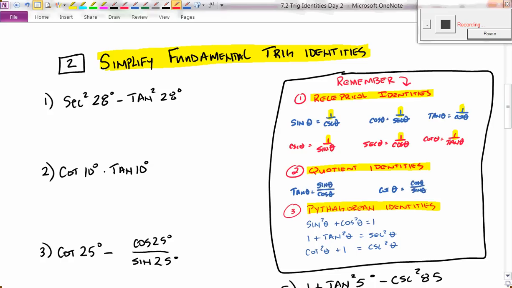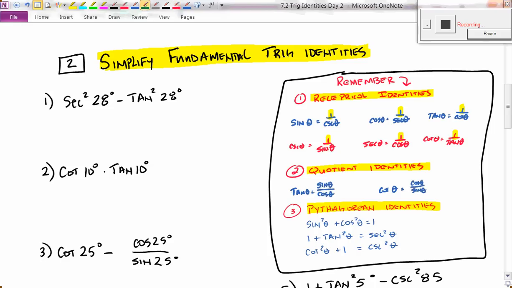And I've written down for you all of the trig identities that we've talked about on Monday and Tuesday. Okay, we had the reciprocal identities where it was 1 over something. We had the quotient identities where tangent is sine over cosine and cotangent is cosine over sine. And then we had 3 Pythagorean identities. All right, so let's take a look at the first one here.